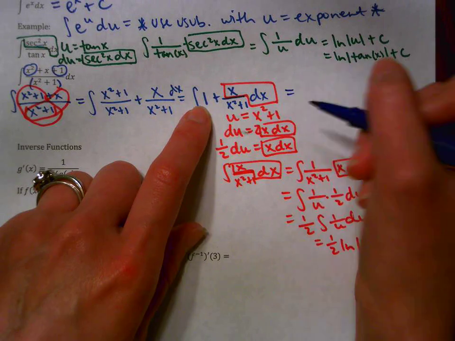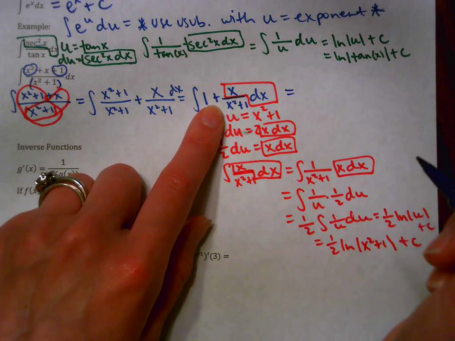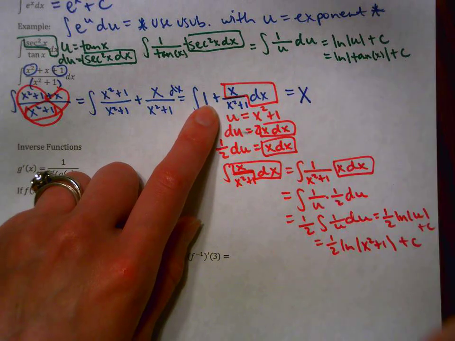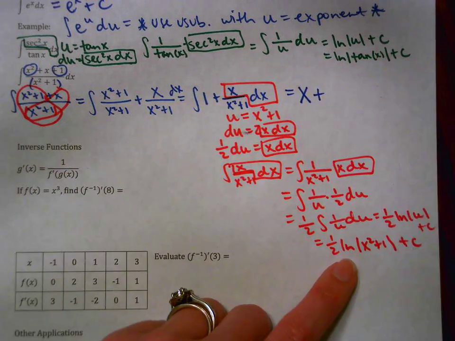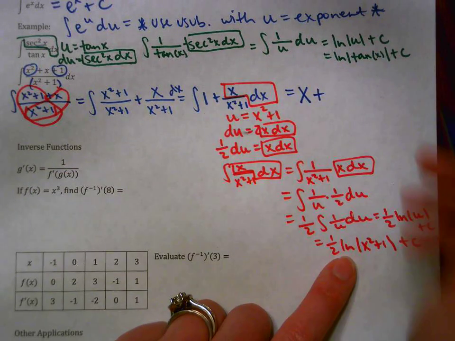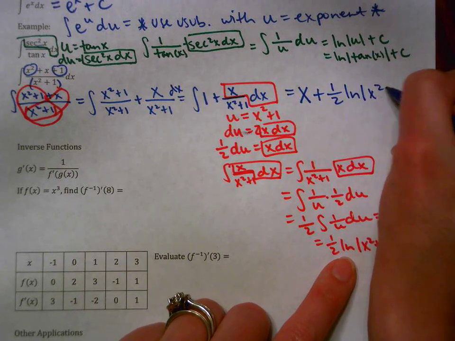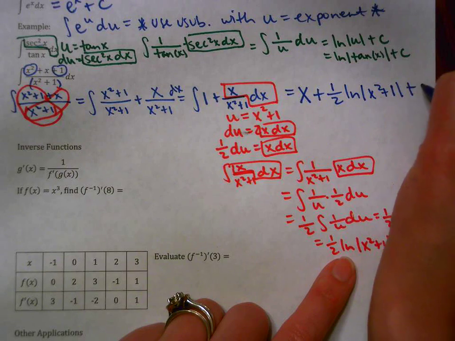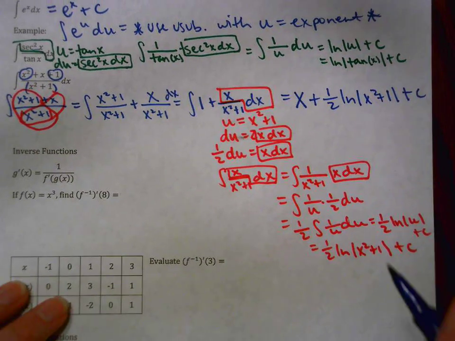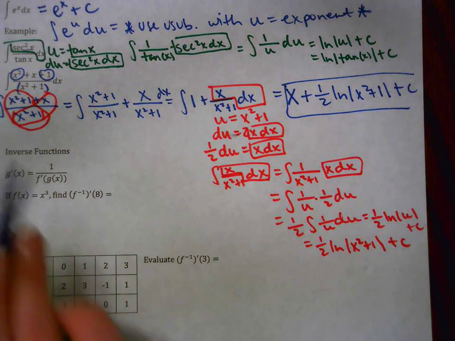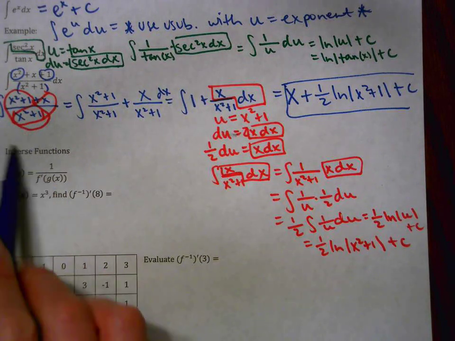So now we're going to integrate. What's the integral of 1, though, for the first term? Whose derivative is just 1? That would be x, plus the integral of this second term we got down here, 1/2 natural log of (x squared plus 1), and then put your plus c at the end. And that would be your answer. So that one you definitely had to think outside the box to get started.